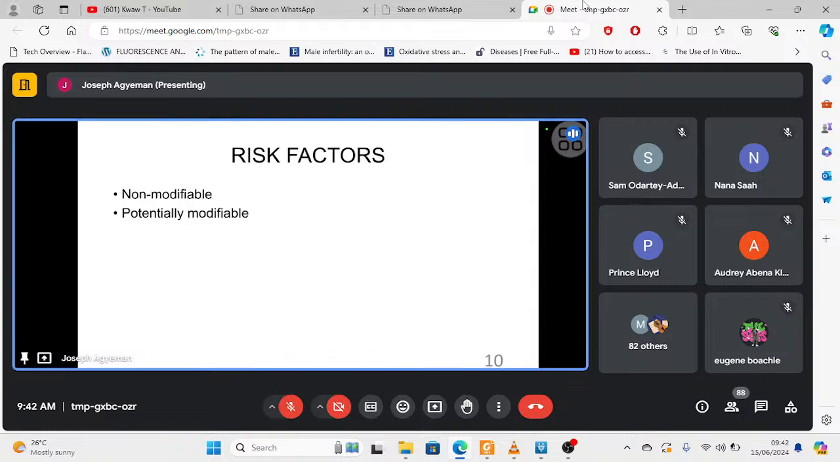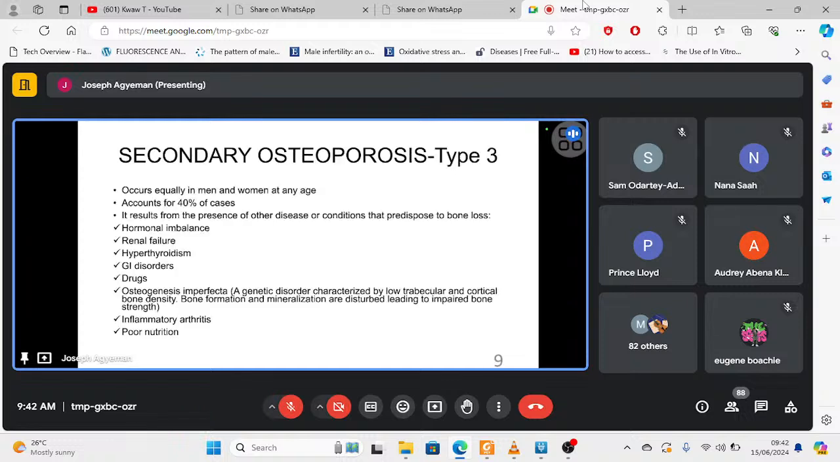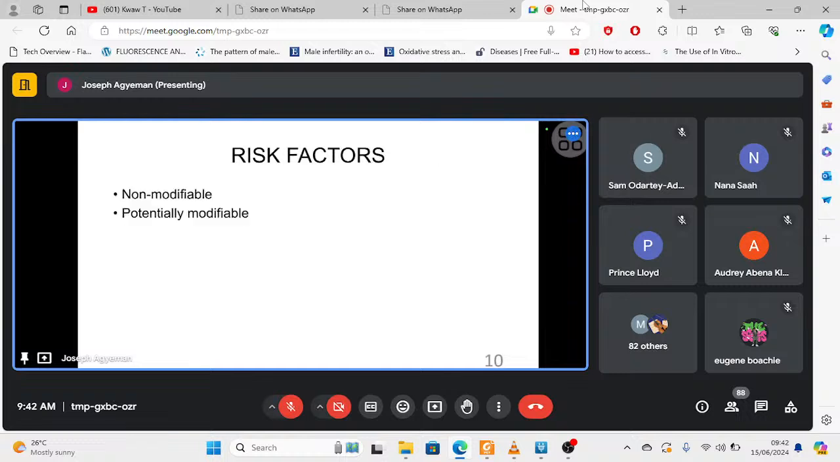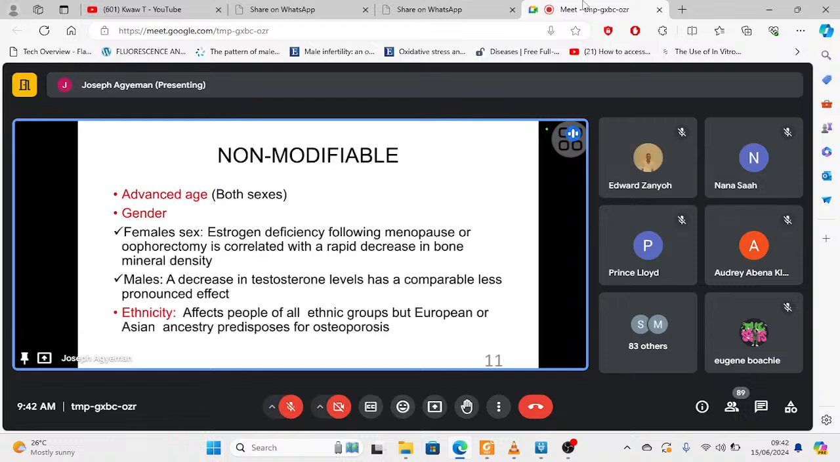So again, let's look at risk factors. And of course, the risk factors are going to be the same as most of the secondary causes of osteoporosis. So we have some that are not modifiable and some that possibly we can modify. So let's look at some of them. Advanced age, you cannot modify. Female sex cannot be modified. You also can't modify your ethnicity. So these are not modifiable.